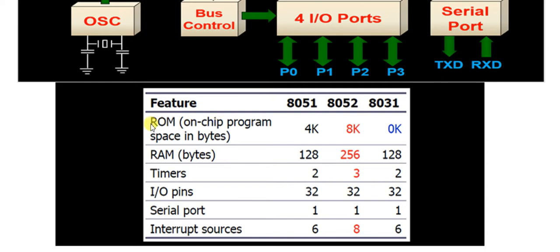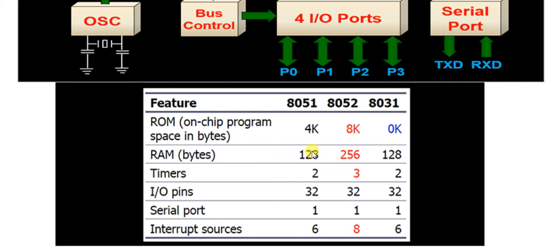You can see that the on-chip program space, or on-chip ROM or program memory, is 0K. That means it does not contain on-chip program memory or code memory, or we can say ROM. Right now it is available in the format of flash memory. So this is the ROM-less version, the 8031. The 8051 contains 4K of on-chip program space, whereas in the 8052 series of the family, it is doubled, 8K of on-chip ROM.